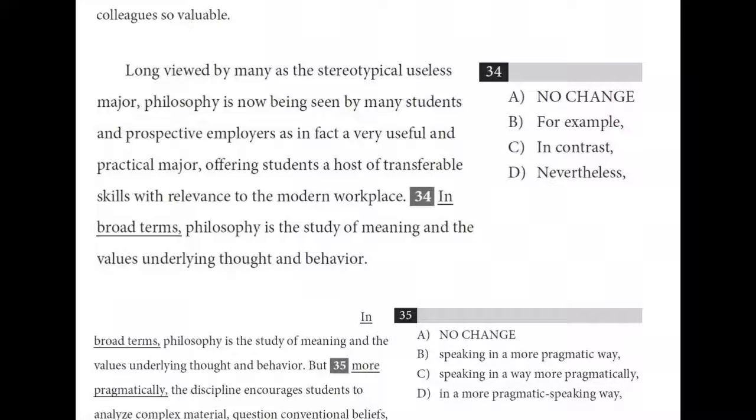34. Long viewed by many as the stereotypical useless major, philosophy is now being seen by many students and prospective employers as in fact a very useful and practical major, offering students a host of transferable skills with relevance to the modern workplace. In broad terms, which is A, no change, philosophy is the study of meaning and the values underlying thought and behavior. It offers a phrase that introduces a basic definition of philosophy and thereby fits the sentence.